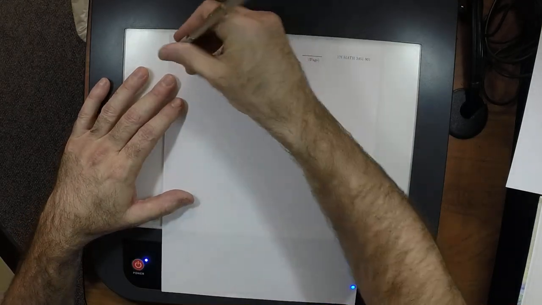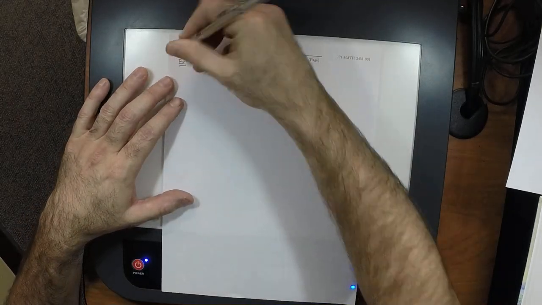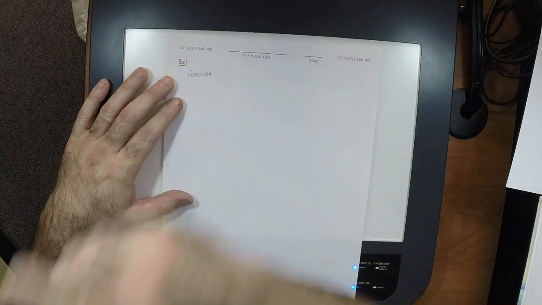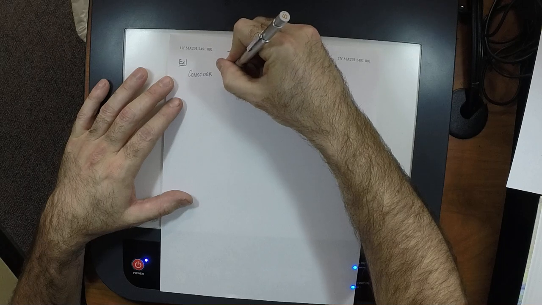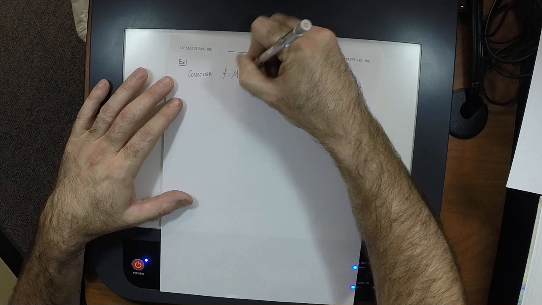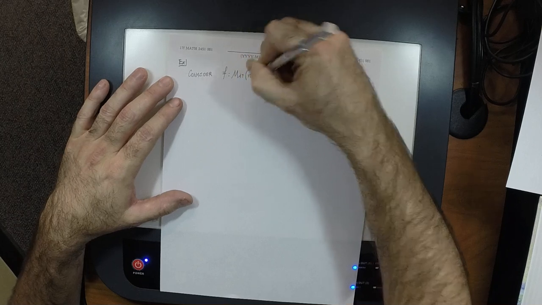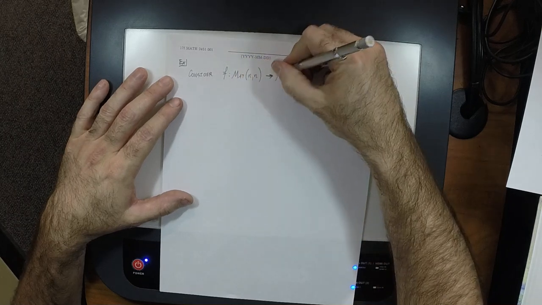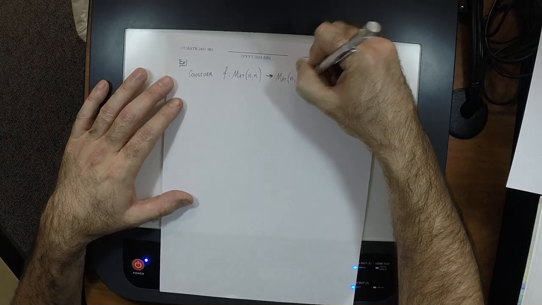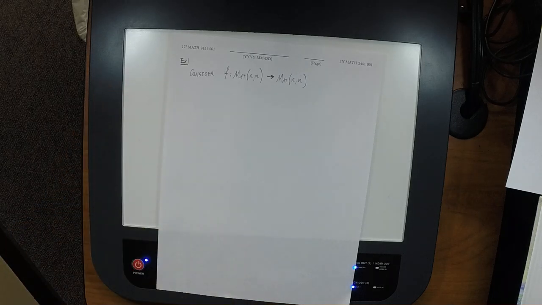So let's consider the function f from the set of matrices that are n by n to the set of matrices that are n by n. So I'm talking about square matrices. I want a function that takes a square matrix input and produces a square matrix output.